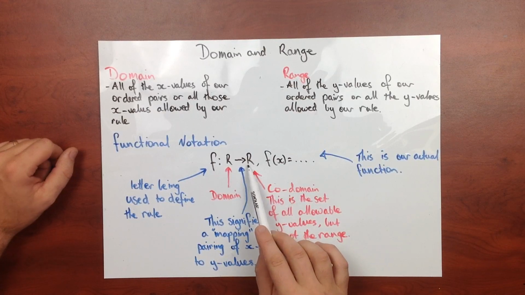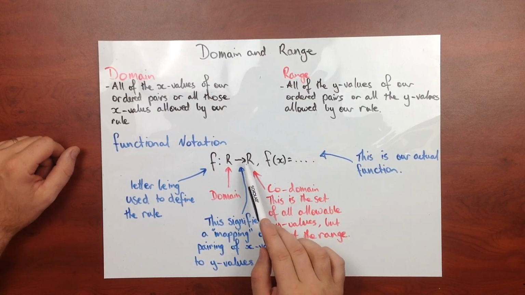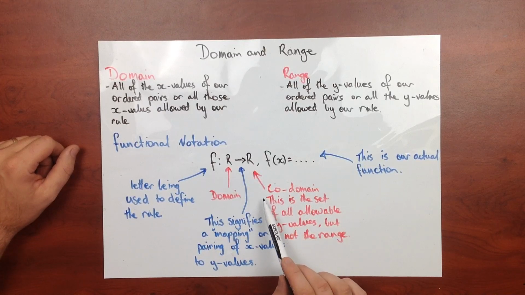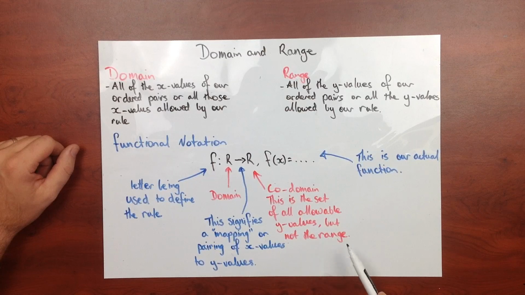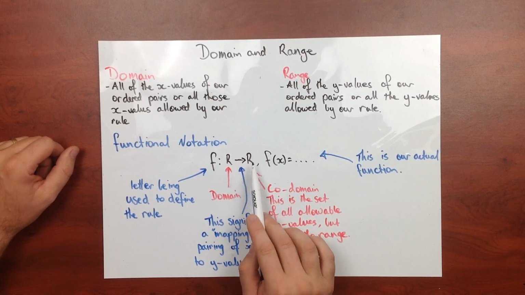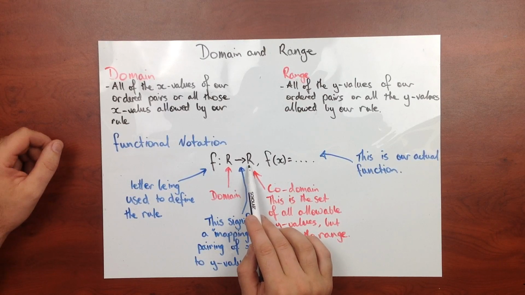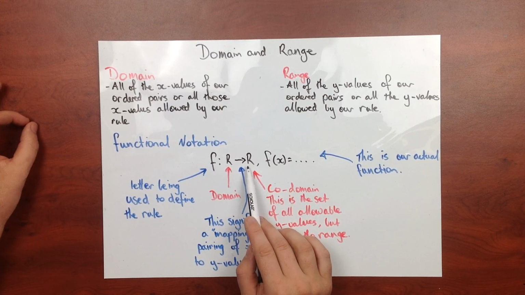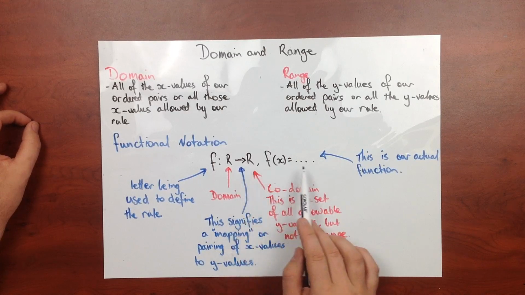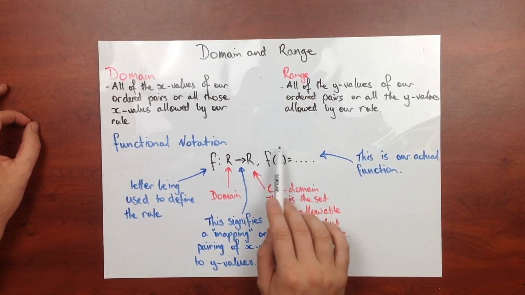Now this one here, you might think that it makes sense that that's the range. But it's actually what we call a codomain. So this is the set of all allowable y values, but not the range. So this is, if you like, any restrictions to our y values that we're going to impose that aren't imposed by our function anyway. And then this is our function itself, whatever this is.